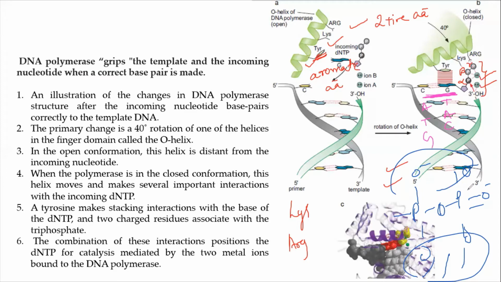You can see that the fingers are playing a very important role. First, it is stabilizing the incoming DNTP by using lysine and arginine in stabilizing the beta and gamma phosphate, along with the divalent metal ions. Secondly, tyrosine is making stacking interactions with the base of the newly incoming DNTP. So the combination of all these interactions is positioning the DNTP ready for the catalysis to be done by the DNA polymerase.